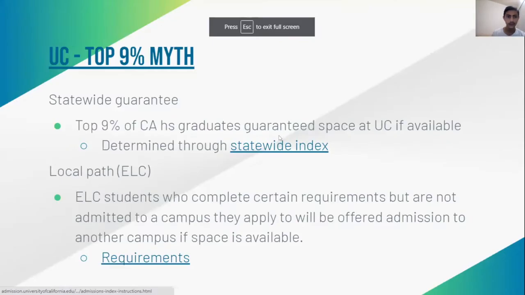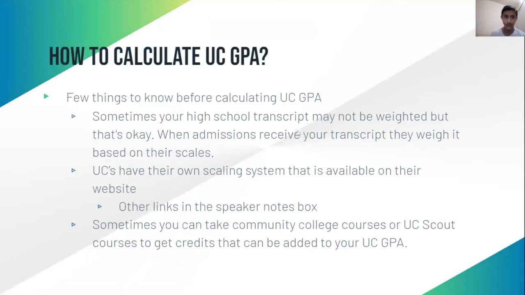So following that, there is how to calculate the UC GPA. A few things you need to know before calculating the UC GPA is that sometimes your high school transcript may not be weighted, but that's okay because when admissions officers receive the transcript, they can weigh it based on their own scales. For example, UC have their own scaling system, and it's available on their website. I can show you more links in the speaker notes in a second.